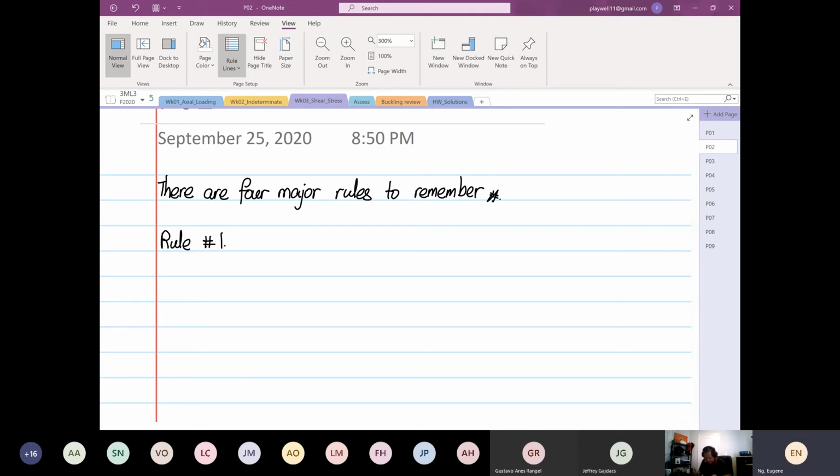I'm going to state now, if I can find the rules in my notes. Rule number 1 is V and I. So the shear force and the second moment of area are constant regardless of the point of analysis.